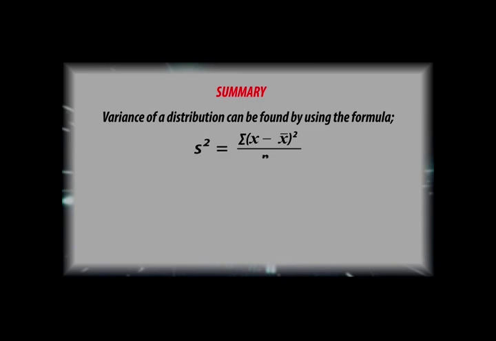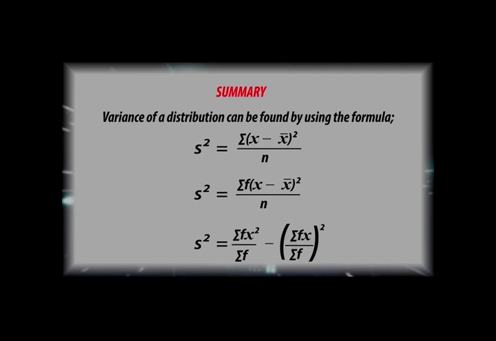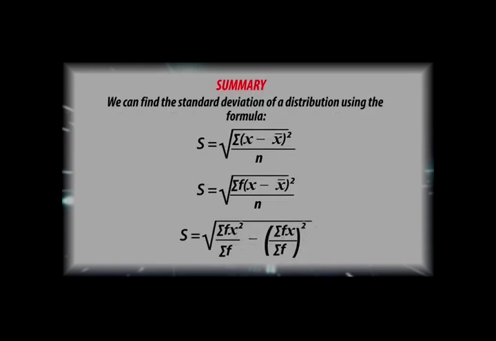We have learned that the variance of a distribution can be found by using the formula s squared is equal to sigma, in brackets, (x minus x bar) squared, all divided by n. Or s squared is equal to sigma f times, in brackets, (x minus x bar) squared all over n. Again, we can say s squared is equal to sigma fx squared divided by sigma f minus, in brackets, (sigma fx divided by sigma f) all squared. Now we can find the standard deviation of a distribution using the same formulae, but finding the square root. So you use the same formulae, but this time you have the square root and the s is not squared.